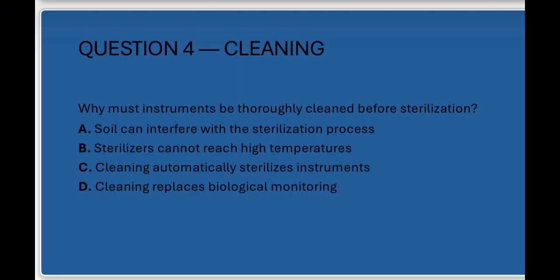Question 4. Why must instruments be thoroughly cleaned before sterilization? Option A, soil can interfere with the sterilization process. Option B, sterilizers cannot reach high temperatures. Option C, cleaning automatically sterilizes instruments. Option D, cleaning replaces biological monitoring.